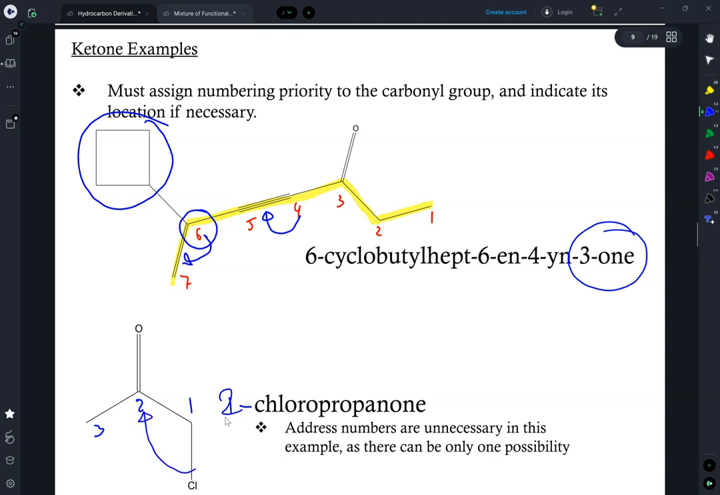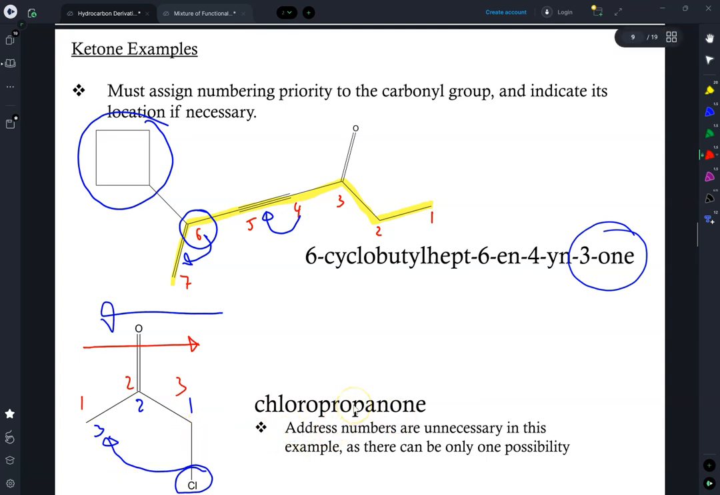Carbon can only have 4 bonds. Well, here's a double bond, here's a single. So we've already maxed out the number of bonds for the carbon atom. So the number 2 address number is not possible for this situation. So there's no need to put a number there. Now if I tried to put the chlorine on the number 3 position, we would no longer want to count right to left, but instead we would count left to right to ensure that the chlorine got the lowest possible number, which is 1. So again, since there's no other number that it could be, address numbers are not technically necessary in this example.